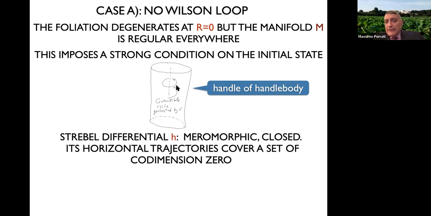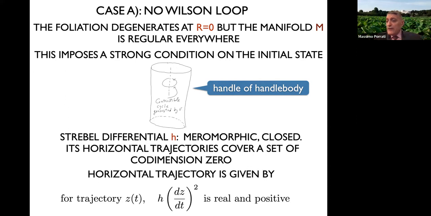Now, there is a convenient way of describing the vectors that generate contractible cycles, and that's in terms of some other quantity, some quadratic differentials that are called Strebel differentials. Strebel differentials are quadratic differentials that are meromorphic, and whose horizontal trajectories cover almost all the Riemann surface. So you have a Riemann surface, and on it you can define these differentials. These differentials have the key property, besides being meromorphic and closed, that their horizontal trajectories are defined almost everywhere. So they cover all the Riemann surface except possibly a set of dimension 0.